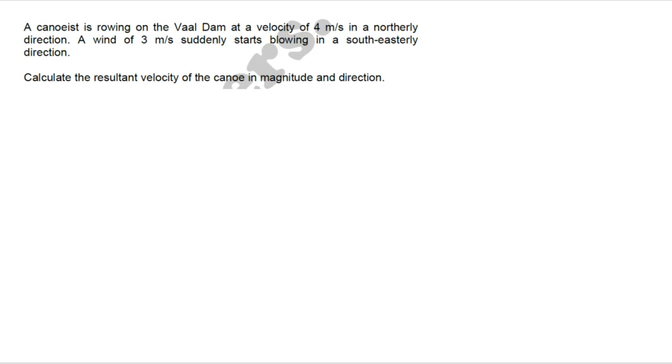Okay, so here's a question. A canoeist is rowing on the Vaal Dam at a velocity of 4 meters per second in a northerly direction. So we know that this is a vector. It has magnitude and direction. A wind of 3 meters per second suddenly starts blowing in a southeasterly direction. Okay, so we have two vectors. Calculate the resultant velocity of the canoe in magnitude and direction.